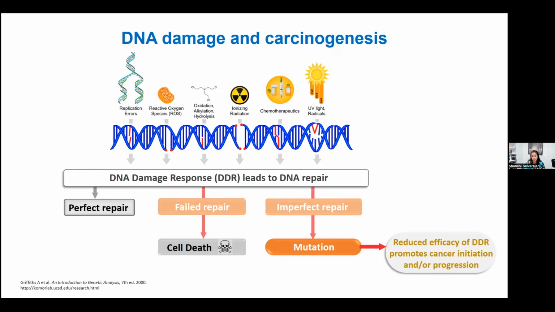So you can have 3 different outcomes as a result of damage and then repair by a system. The ideal situation is when you have perfect repair. So you have the damage occurring, and then you have a DNA damage response kicking in, and you have complete repair. Sometimes you have failed repair, and this leads to cell death. However, you can also have imperfect repair. And what happens here is you have an alteration, a pathogenic or deleterious alteration or mutation in a gene that is involved in this DNA repair. So then what happens is you have an imperfect repair that leads to accumulation of mutations that would have been fixed. And this reduced efficiency of the DNA damage repair is what promotes cancer initiation and progression.